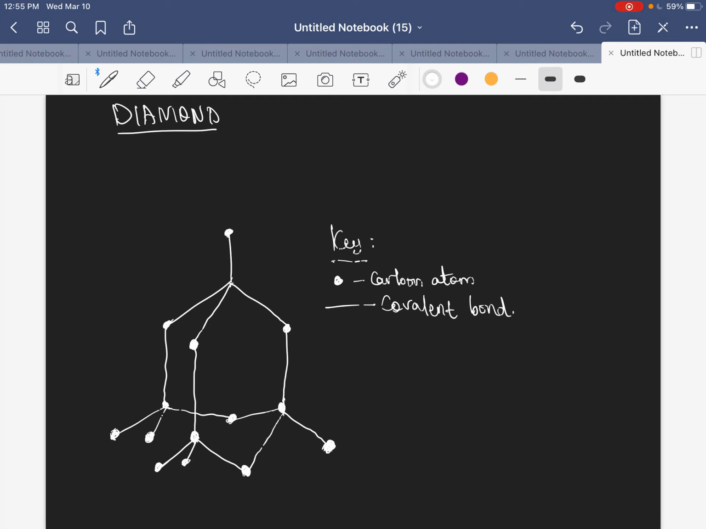We are still looking at the different allotropes of carbon. Let's start on diamond today. If you remember, last time we talked about graphite and we said its carbon atoms are arranged together in hexagonal rings. Now today we are going to look at diamond. Briefly, diamond is a colorless, transparent, sparkling, crystalline solid.